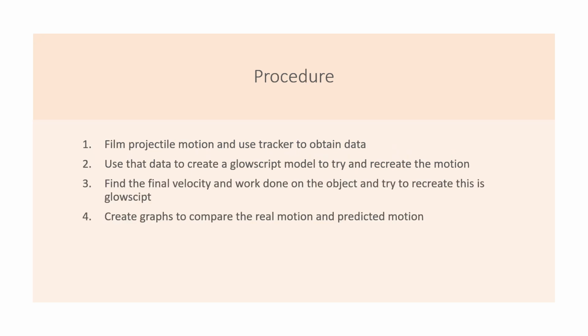The procedure for this lab was to record a video to use in Tracker. In Tracker, I collected data from the actual motion. Then, using the initial velocity and the principles I learned in this class, I created a GlowScript code to create a computer model to try and accurately predict this motion. Then I created a graph to show the combined data to see how accurate my model was.